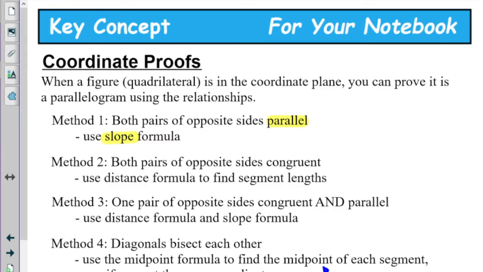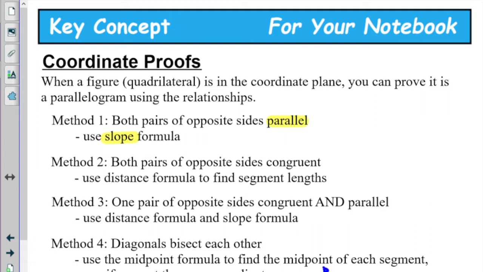All right, last time we ended talking about coordinate proofs, which are using our slope, midpoint, and distance formulas to prove all of these properties that we know are true about parallelograms. And so you're going to see those in action. We're actually going to do examples with those.